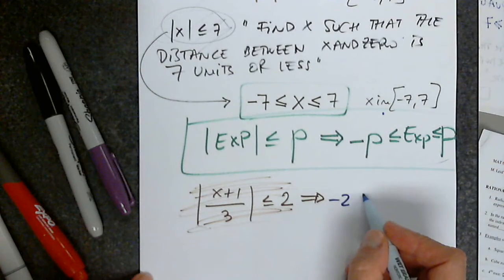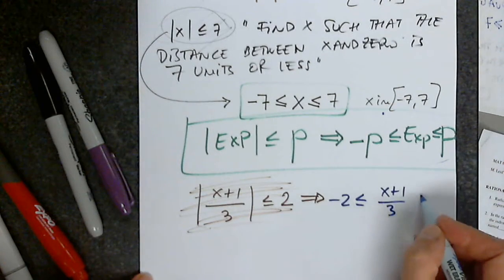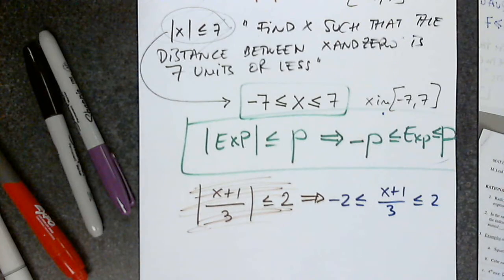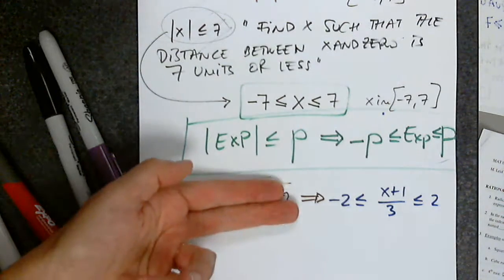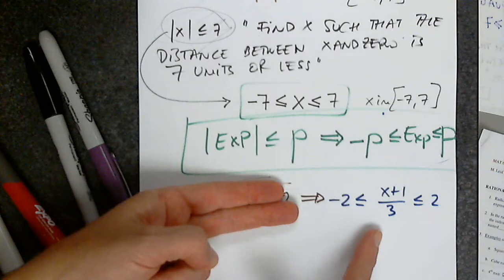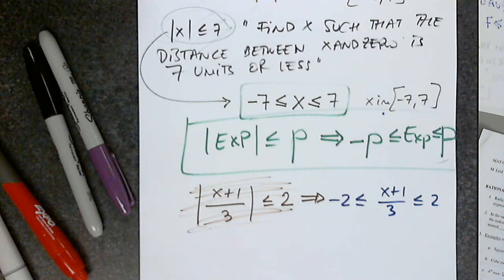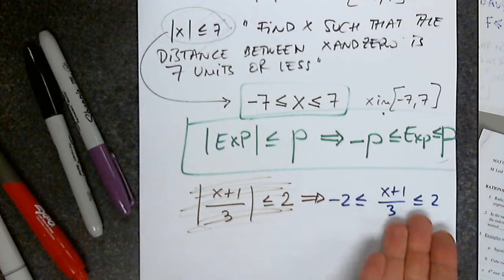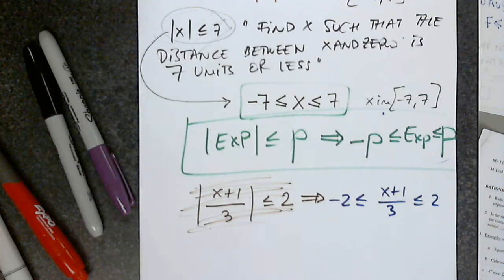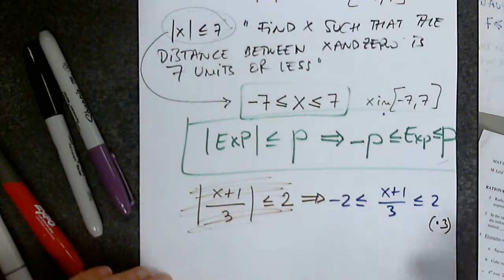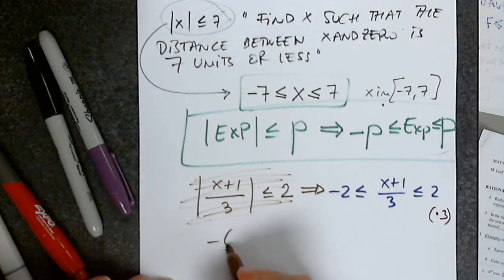Negative 2 less than or equal to x plus 1 over 3, less than or equal to 2. That's it. This is the conversion. We don't know how to solve the absolute value, but we can solve that. We've done this many times before. Once I understand how to convert it, the rest should be straightforward. So now I'm asking you, how do I solve this? Multiply everything by 3. The left-hand side is negative 6.